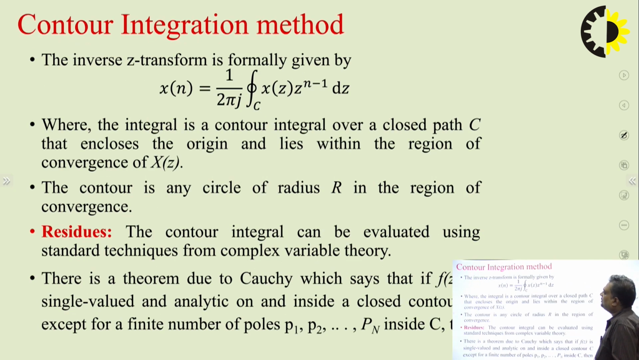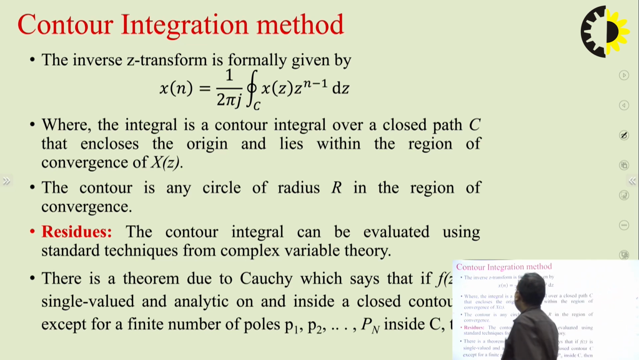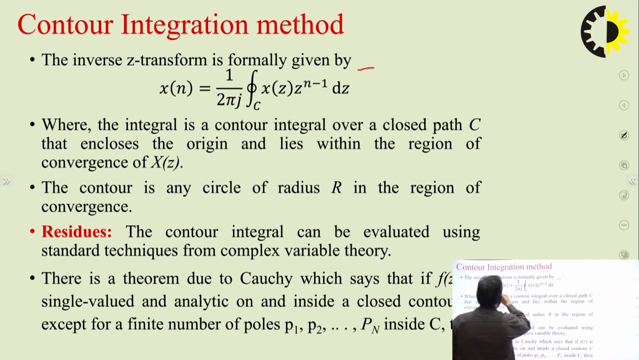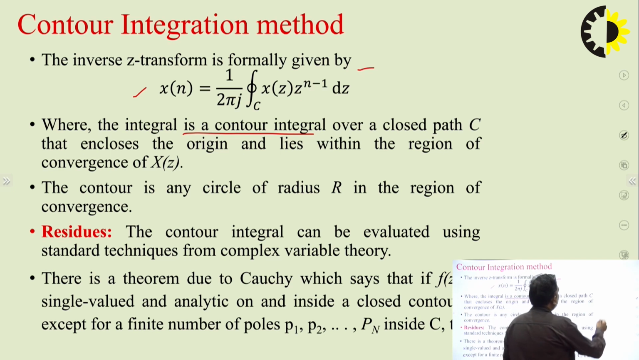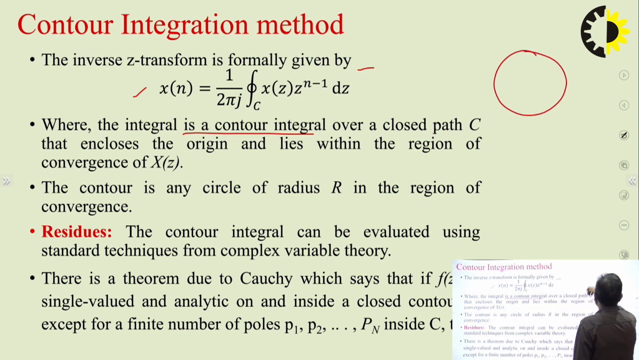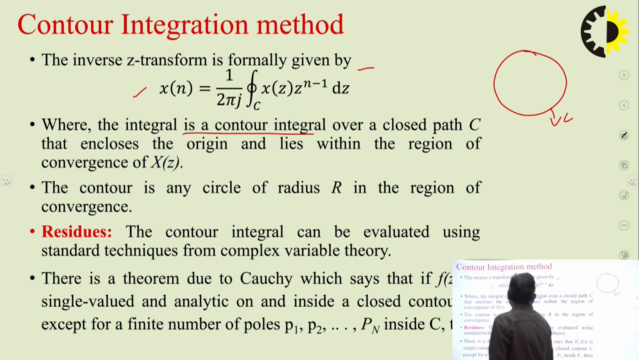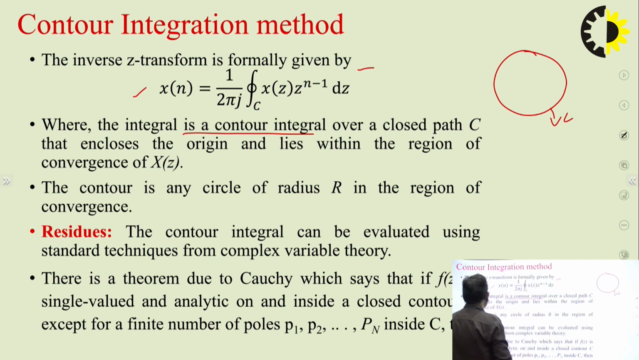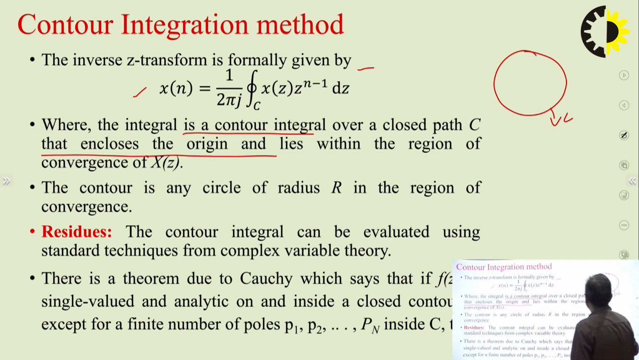So let us start with the contour integration method. The inverse Z transform is formally given by this formula, where the integral is a contour integral over a closed path C. Let us suppose this is our closed path C that encloses the origin and lies within the region of convergence. This is our origin.